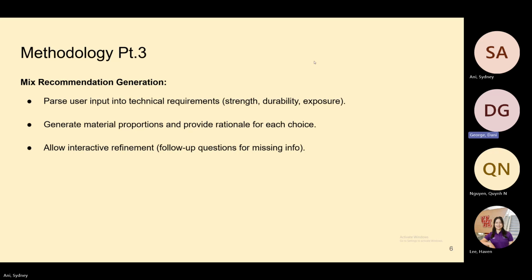So once the user input is received, ChatGPT will parse the user inputs into technical requirements, and will generate this into a very structured table, which I will show an example of in the later case studies. But basically, it also allows for interactive refinement as well. So if we need to ask follow-up questions for missing information, ChatGPT will provide responses for that. But overall, this methodology allows ChatGPT to understand the whole scenario and give a very good technical answer to this use case.